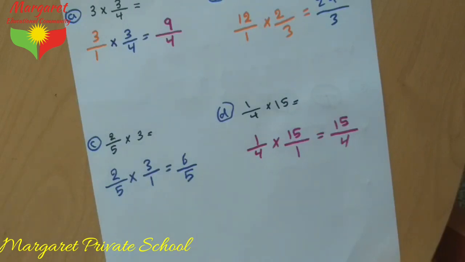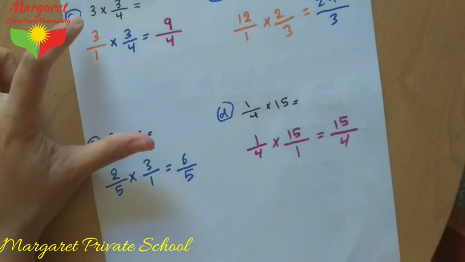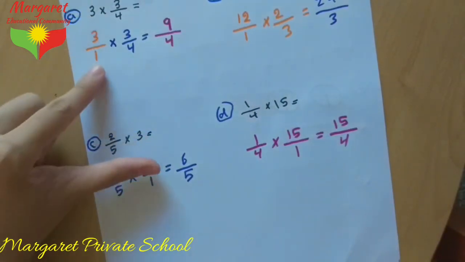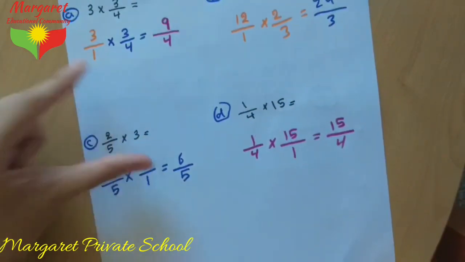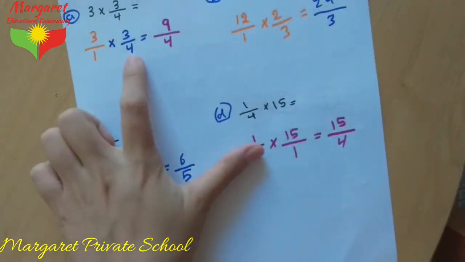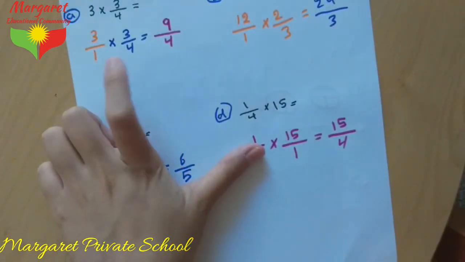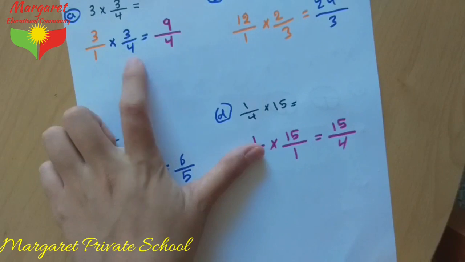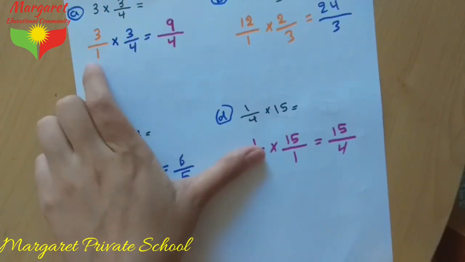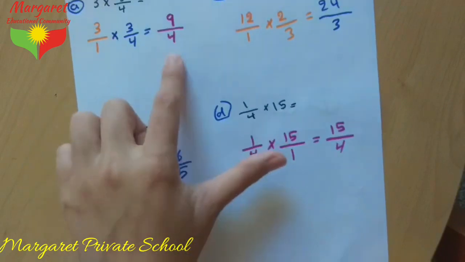To multiply a whole number and a fraction, you must write the whole number over the denominator number 1, and you don't need to find the common denominator. The numerator times numerator and denominator times denominator to find this result.